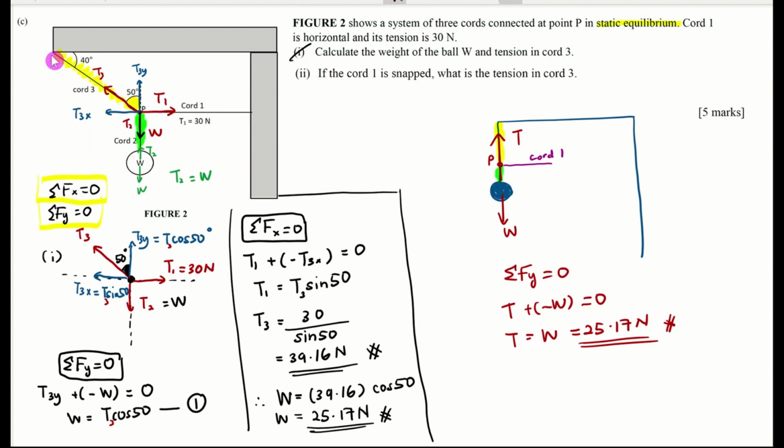Mass ini akan hanging saja pada tali yang dilabelkan sebagai cord 3 pada asalnya. Sedangkan cord 3, panjang tali pada cord 3 ni akan tambah dengan panjang tali pada cord 2. So, bila dia hanging macam ni, equilibrium, tension ini, tension yang sepatutnya tadi cord 3 ni, samalah. Dia akan tambah dengan panjang tali cord 2 yang warna hijau ni. So, T plus negative W equal to 0. So, kita akan dapat jawapannya. Alright, so finish question 3C.